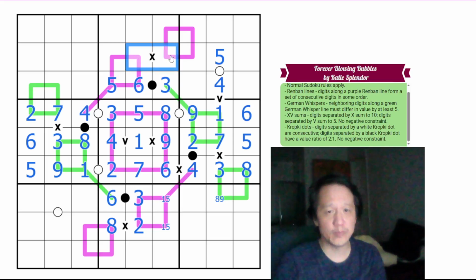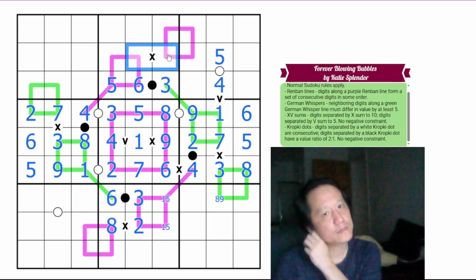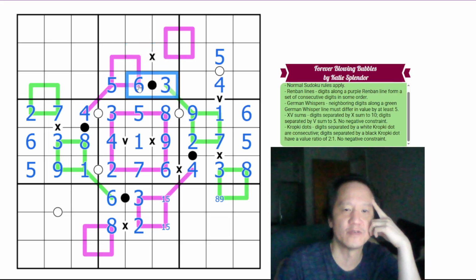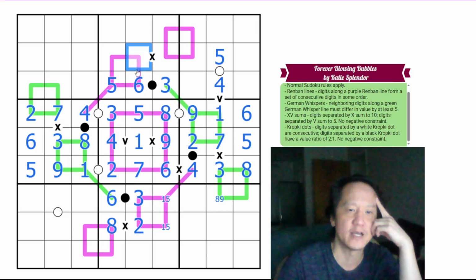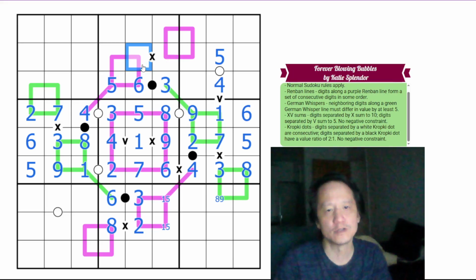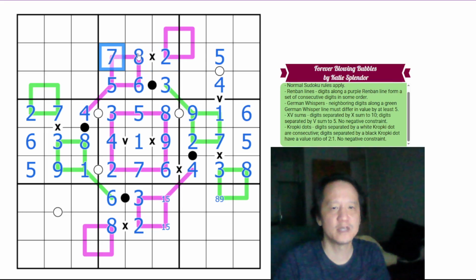Again, this can't be 3, 7 or 4, 6, adding up to 10 because we have 3 and 6 in the box. So it's either 1, 9, which would force this to be 1 and that to be 9. And again, 9 can't be on a 5-length Ren band with 4. So this has to be 8 and 2. That makes this a 7 to complete the Ren band.